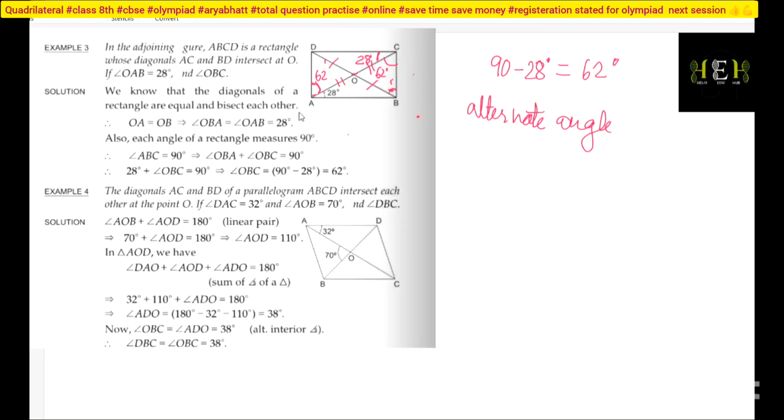Now see what they are asking us: angle OBC. Now I have to find out this angle. Okay, now tell me, how can I find it out? How can I find it out? Any idea?